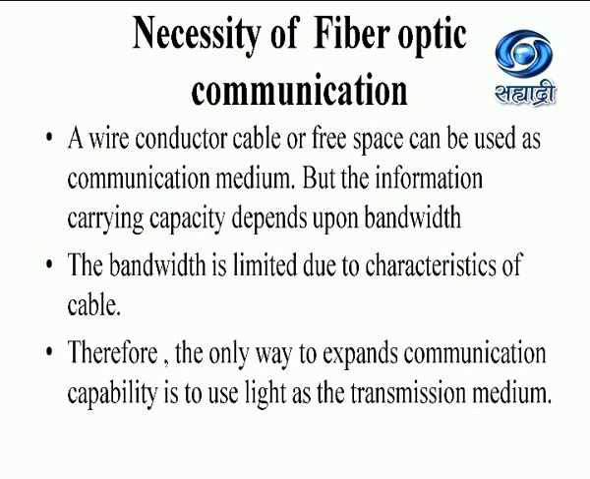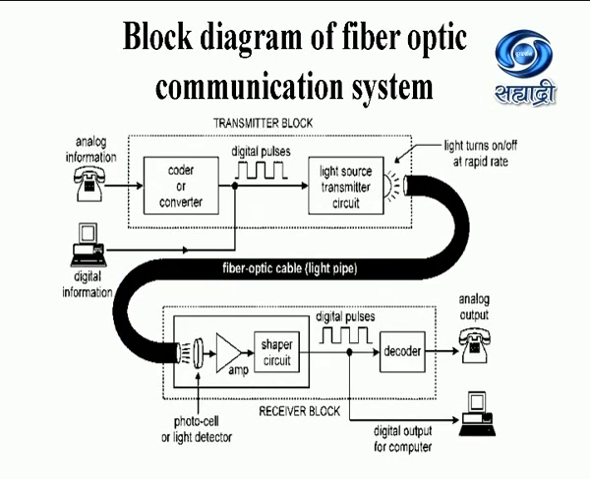A wire conductor cable or free space can be used as a communication medium, but the information carrying capacity depends upon the bandwidth. So the bandwidth is limited due to the characteristics of the cable. Therefore, the only way to expand communication capability is to use light as the transmission medium. So this is the block diagram of fiber optic communication.